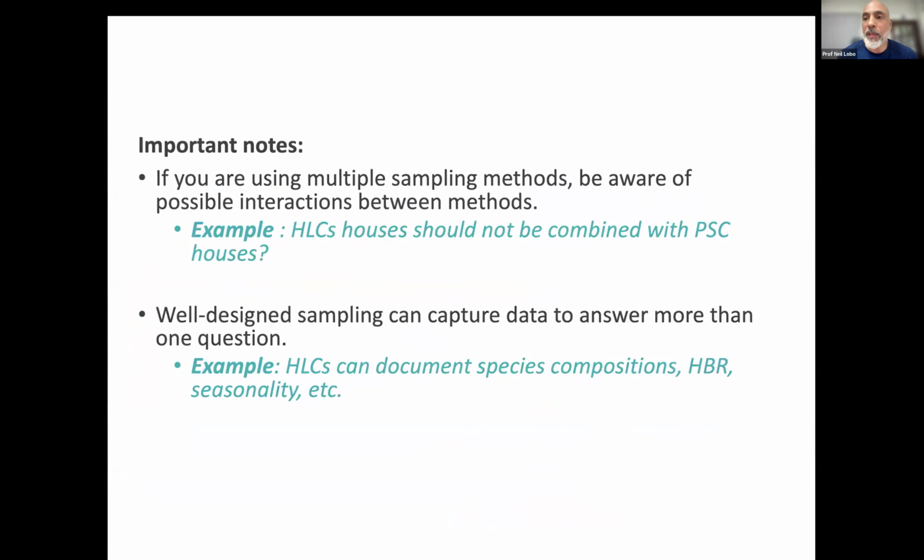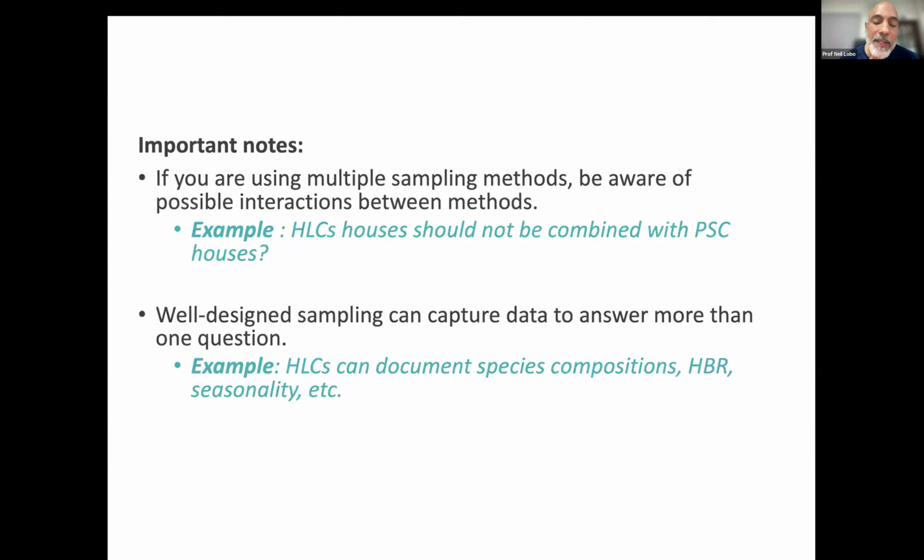So, just as an important note when considering sampling methods, if you are using multiple sampling methods, some of them might interact with each other. A lot of times, when we're doing a study, we want to look at indoor resting as well as indoor biting rates. We don't want to have multiple sampling methods in one house. For example, if we're doing HLCs as well as PSCs, indoor HLCs will capture mosquitoes that are entering a house and feeding and landing on people inside. And PSCs capture mosquitoes that are resting on the walls in the morning.